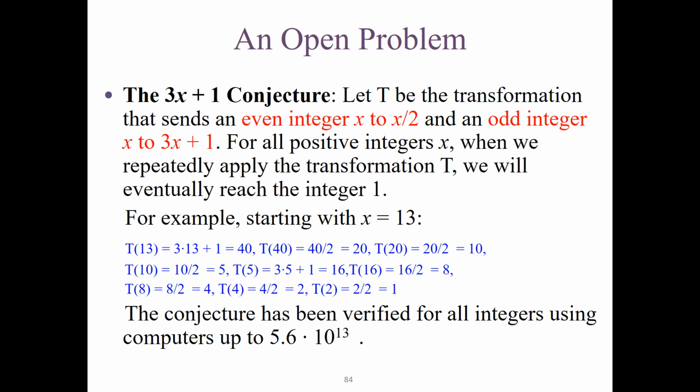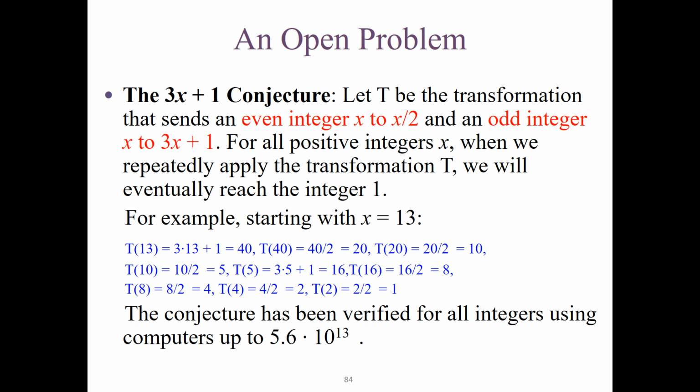Next, let's see another open problem. We call this the 3x plus 1 conjecture. Remember, the keyword conjecture means it's still not proved. Okay, it still remains an open question. In this conjecture, we have a transformation function T. This function T has two special operations. The first one is we set x to x divided by 2 if x is even, and x to 3x plus 1 if x is odd.